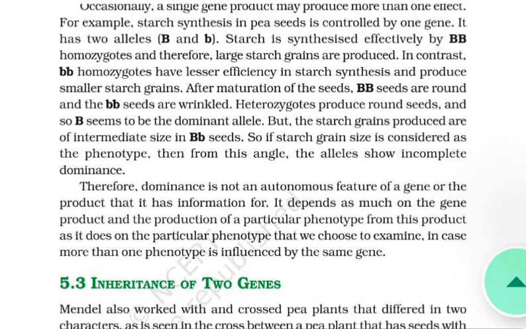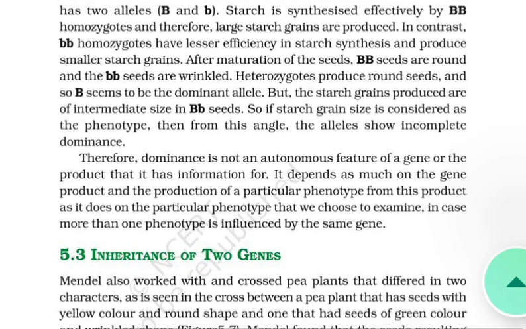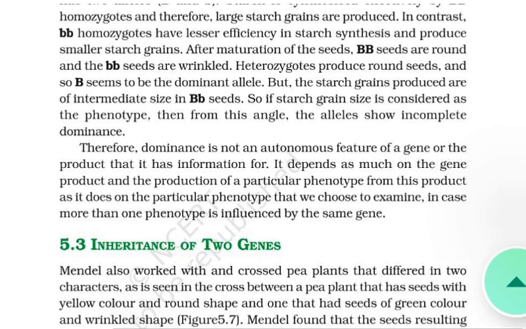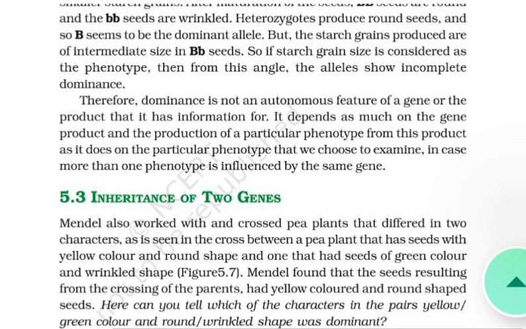It has 2 alleles, that is capital B and small b. Starch is synthesized effectively by capital B homozygotes, and therefore large starch grains are produced. In contrast, small b homozygotes have lesser efficiency in starch synthesis and produce smaller starch grains. After maturation of the seeds, capital B seeds are round and the small b seeds are wrinkled.